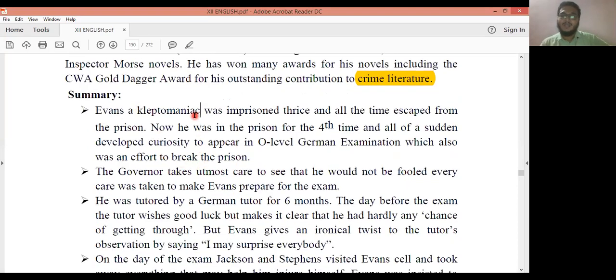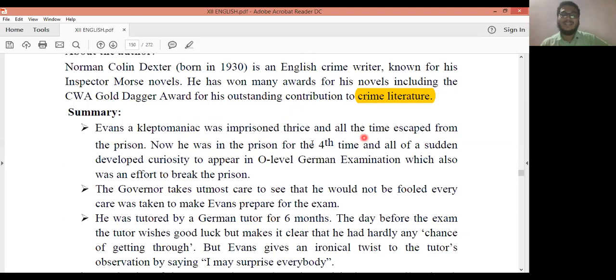Ivan is a kleptomaniac, imprisoned thrice, and all the time escaped from the prison. So he was imprisoned, and all the time he succeeded in getting out, not through a legal procedure but an illegal way. He's just out.